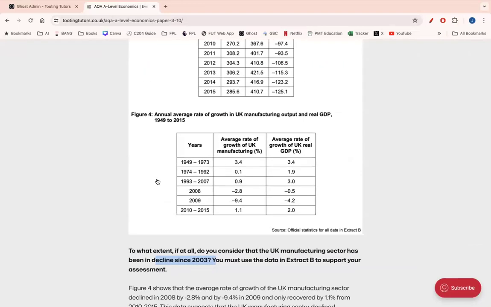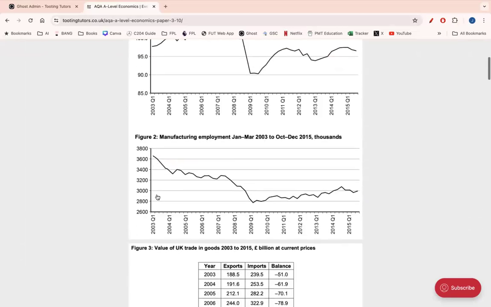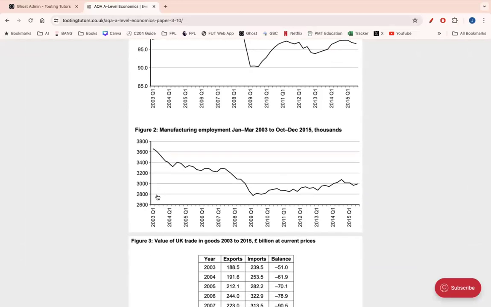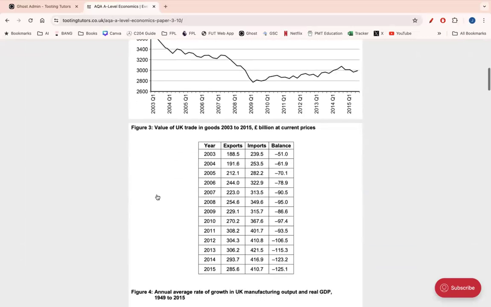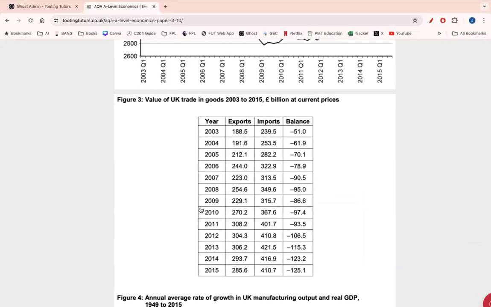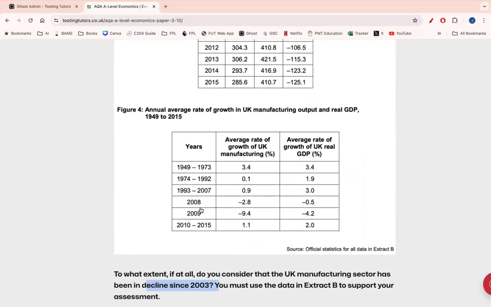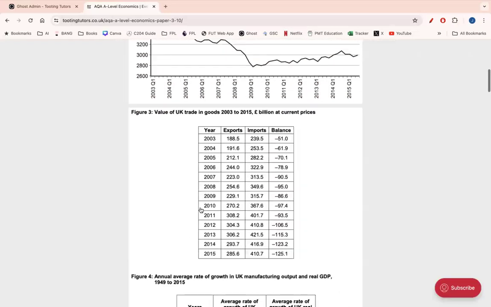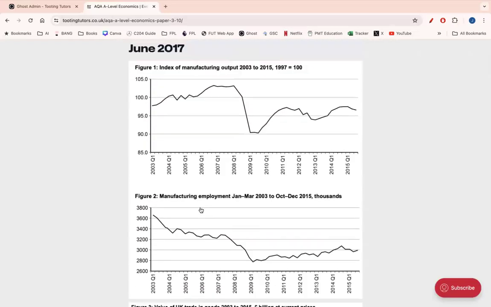Overall, in conclusion, figure 1 and 2 definitely suggest that manufacturing has declined. And figure 3 also kind of points in that direction. And figure 4 is relatively inconclusive. The 10 marker is not one of those questions where there's no right and wrong. It would be marked down if you said that manufacturing has grown. So you do have to imply that overall manufacturing has declined, and you would have some hesitation and limitations throughout your answer, but overall just stick to the point that it's declined.